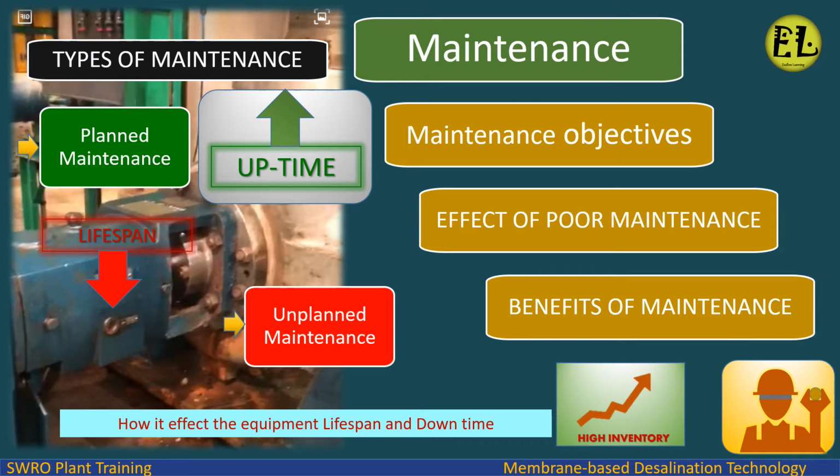In this presentation we will study what is maintenance, maintenance objectives, effect of poor maintenance, benefits of maintenance, types of maintenance, planned maintenance, unplanned maintenance, and how it affects the equipment lifespan and downtime.